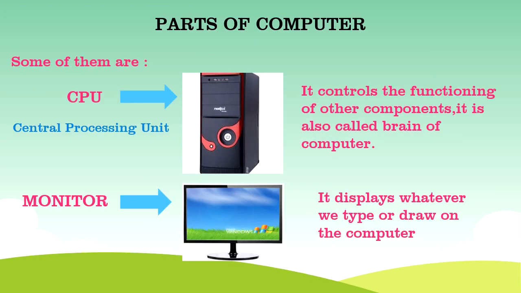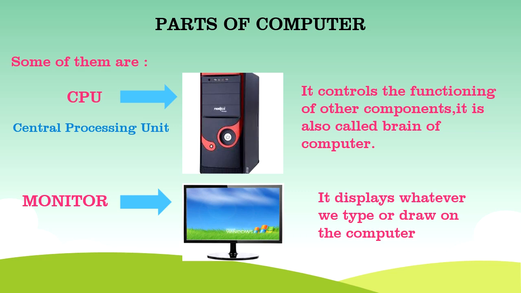Now we can study the different parts of a computer. First one is CPU. What is CPU? Central Processing Unit. It controls the overall function of the computer. It controls the functioning of other components in a computer. That is why it is called the brain of the computer.